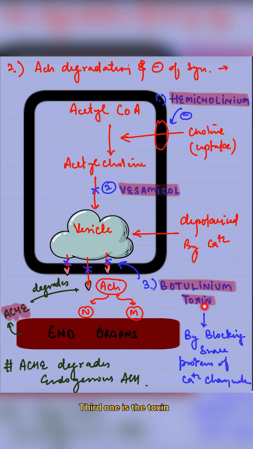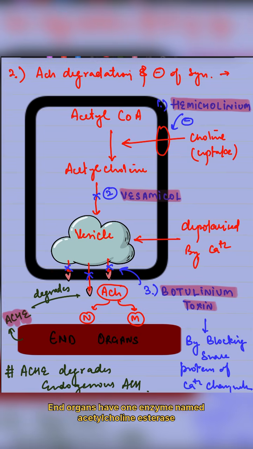Third is the toxin that prevents the release of acetylcholine from the vesicles. The name is botulinum toxin. Botulinum toxin blocks the SNARE proteins, which, together with the calcium channels, are mainly responsible for the fusion of these vesicles with the cell wall of the nerve cell.